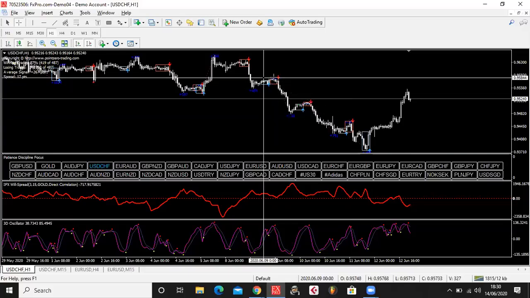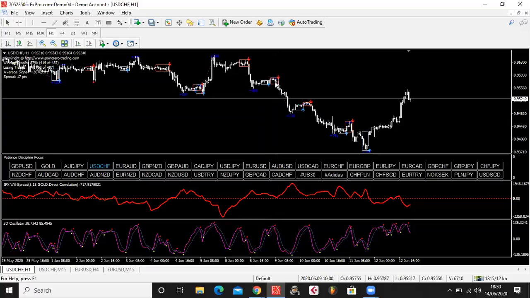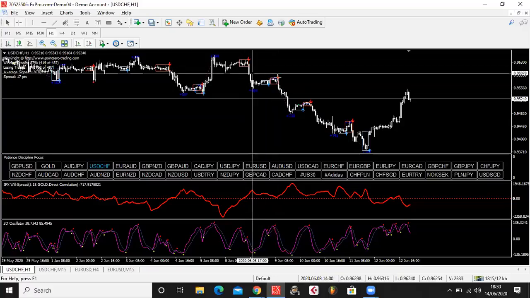At every level anyway, at every level where you get a new entry right here, your stop loss should be moved behind the old one.